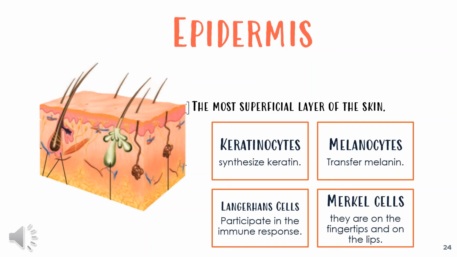Keratinocytes, which constitute the 90% of the cells of the epidermis. Their function is to synthesize the keratin. Melanocytes. These cells transfer melanin to the adjacent keratinocytes. Langerhans cells. These are cells originated in the bone marrow. They participate in the immune response. And the Merkel cells, they are on the fingertips and the lips.